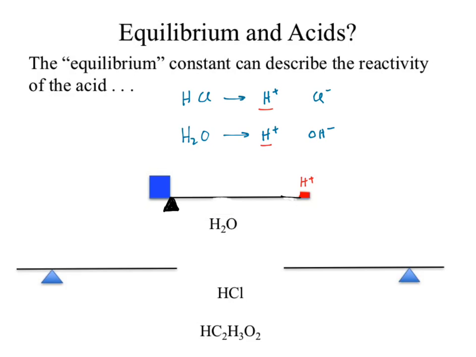Why is HCl so dangerous? What does HCl's equilibrium look like? There's HCl. It is shifted way to the product side, meaning when I add HCl, it produces H plus in insanely high amounts. The H plus is the same in both cases. It's the amount that's dangerous.